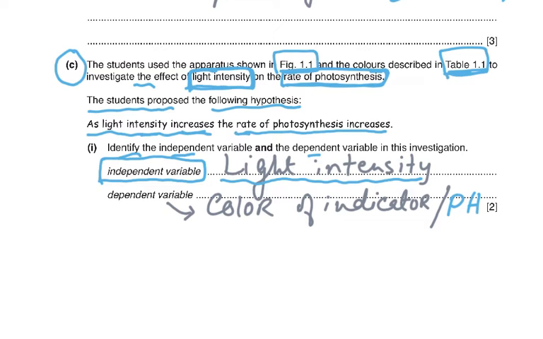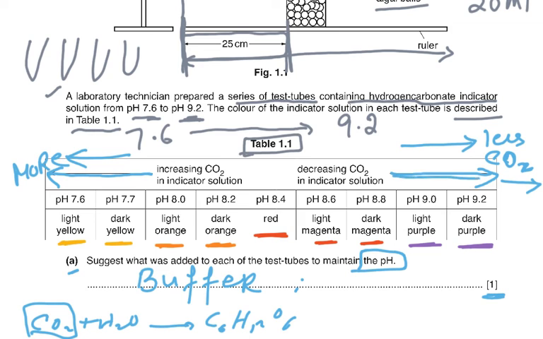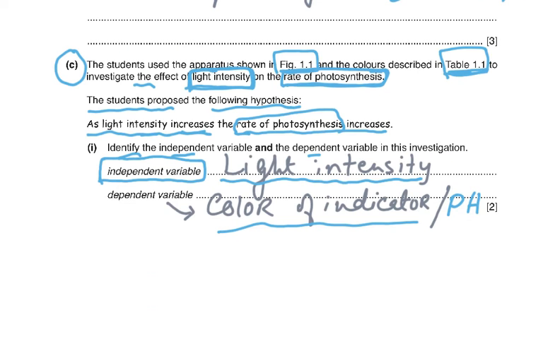Because you're not measuring the rate of photosynthesis. You're going to measure the color of the indicator or the pH of the indicator, how the pH is going to change. Is it going to change towards this side, or to this side? Are we going to have less carbon dioxide, or more carbon dioxide? So is the pH going to change to 7.6, or is the pH going to change to 9.2? So this is what you have to investigate. You're going to look at the pH. So that is why the answer to this part is color of the indicator, not rate of photosynthesis.